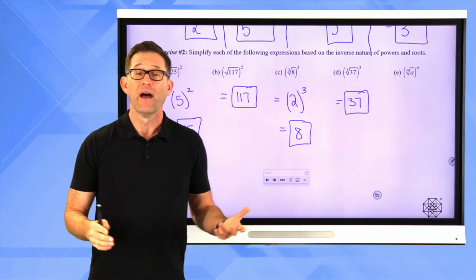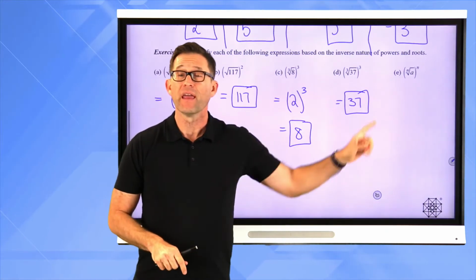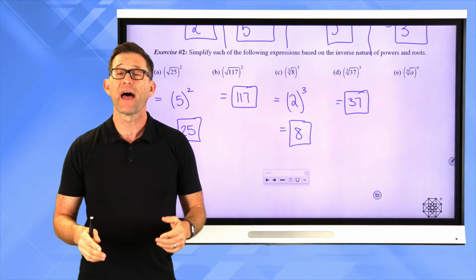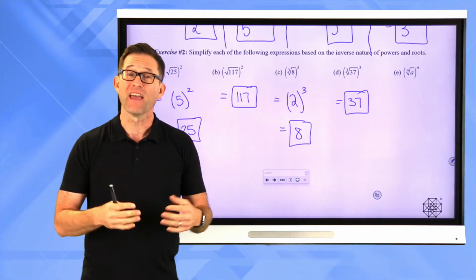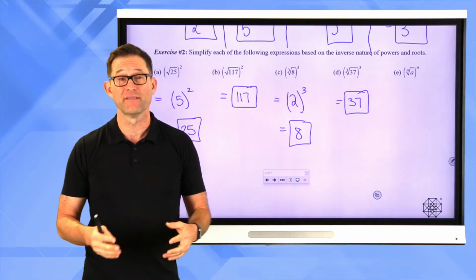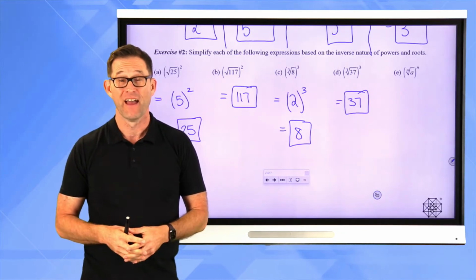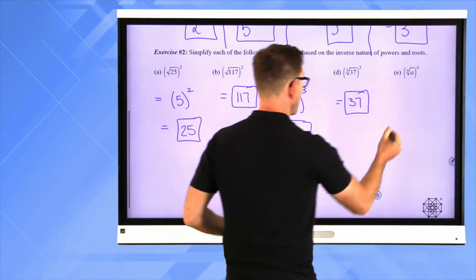Now finally, and the most important piece of all, if I take the nth root of a and I raise it to the nth power, then that has to be a. Because the nth root of a is the number that when I take it to the nth power gives me a, and then I raise it to the nth power, then I have to get a.